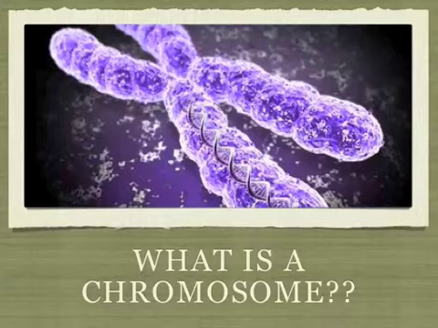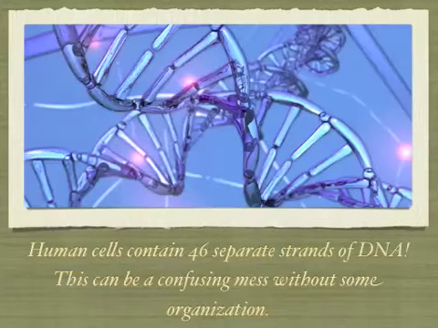What is a chromosome? Well, let's start with DNA. DNA exists in the nucleus of all the cells in your body. In fact, there is a lot of DNA packed into a nucleus. Human cells contain 46 separate strands of DNA.